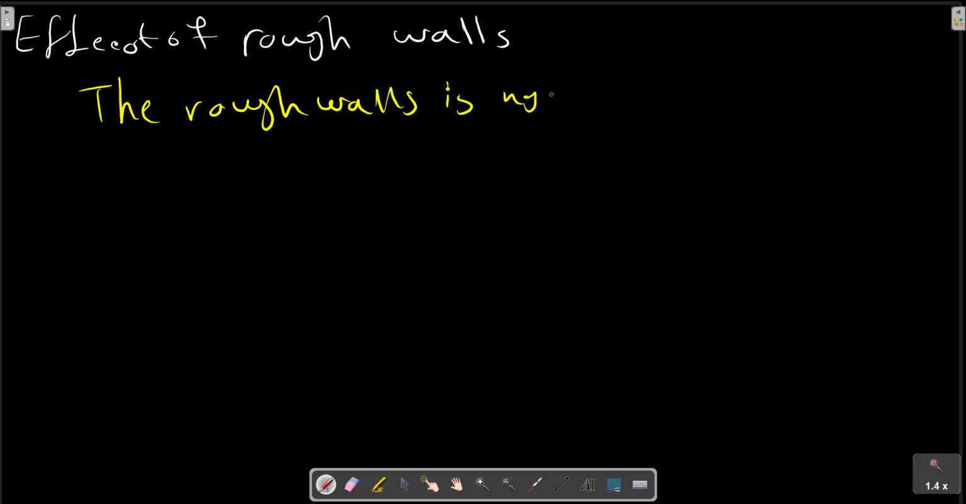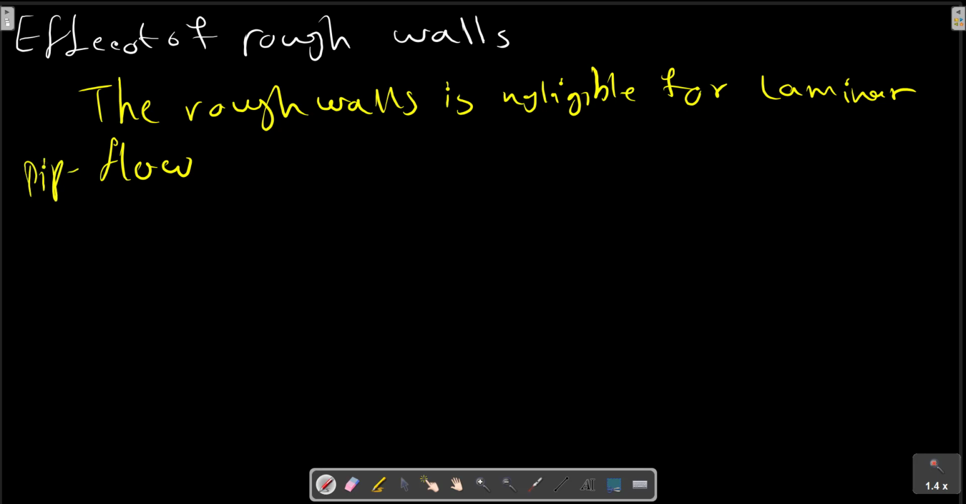Roughness is negligible for laminar pipe flow, and all laminar formulas derived in the previous section are valid for the rough wall also. But turbulent flow is strongly affected by roughness.